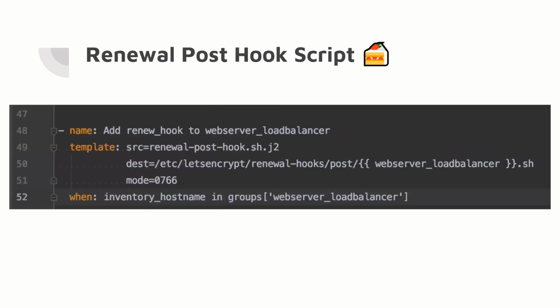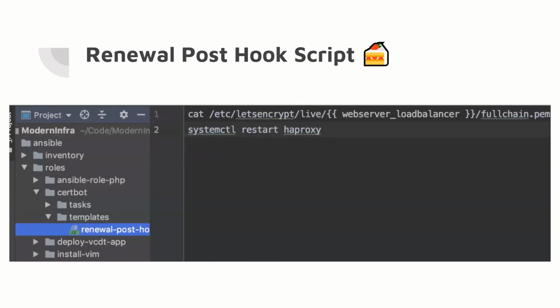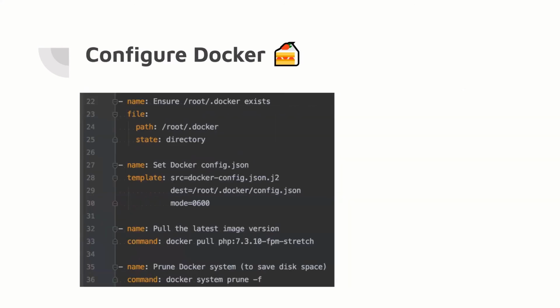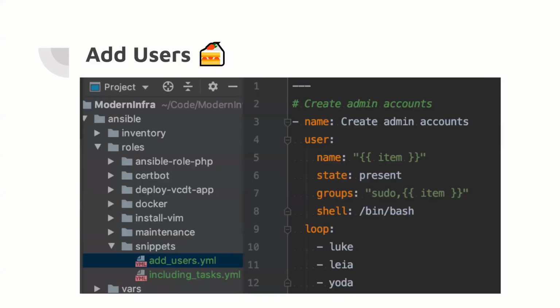You can also add renewal hooks, which is just a way of interacting with Let's Encrypt to do the renewal. Let's see, we can also install Docker, and a lot of these are just examples of going through and showing you how the modules work. What we're doing here, we're actually pulling a Docker image as well, and then we're going to prune the Docker system so we can reclaim some of that hard drive space.